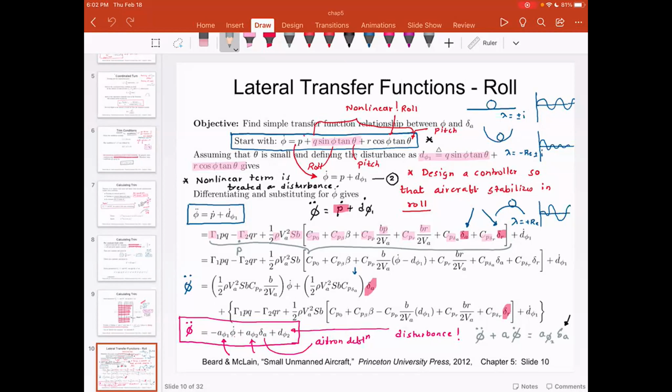So in today's class, unfortunately, there are going to be a lot of equations, but I would like to talk about the physics behind the equations, and we will use these equations in next class to run the simulations and to trim the aircraft and so on.